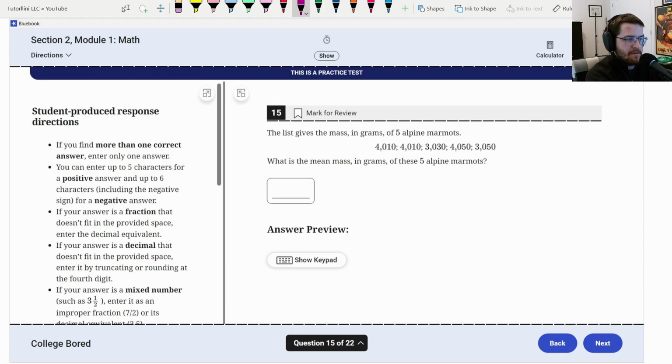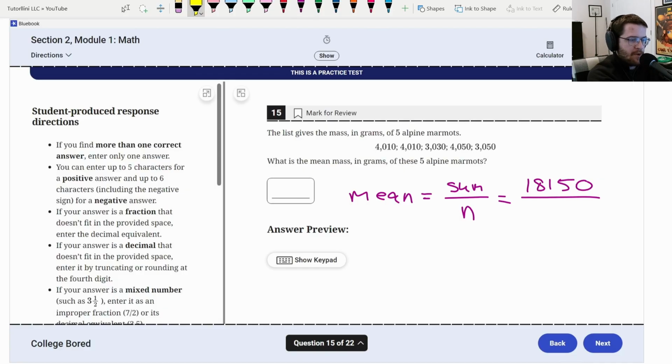Okay, question 15. So mean is equal to sum over n. And if you add up all those numbers, you should get 18,150. And n is the number of data points. They tell you that, but you could also just count them 1, 2, 3, 4, 5. So there, we're going to make n 5, so we'll put 5 on the bottom.